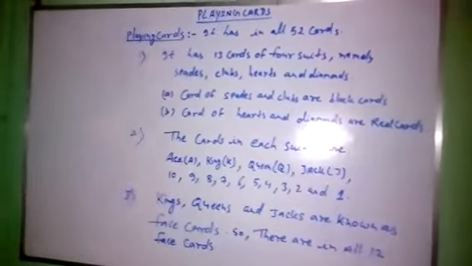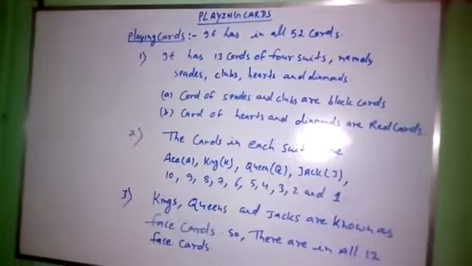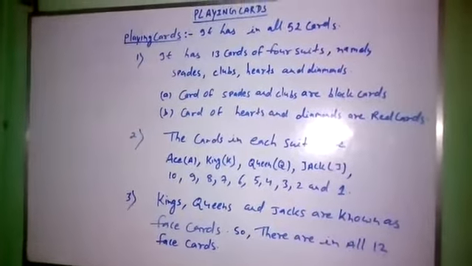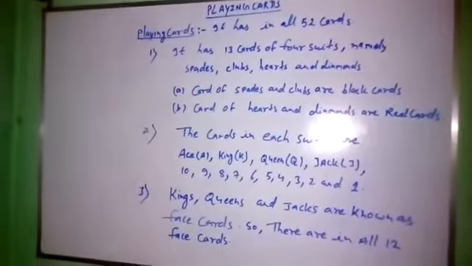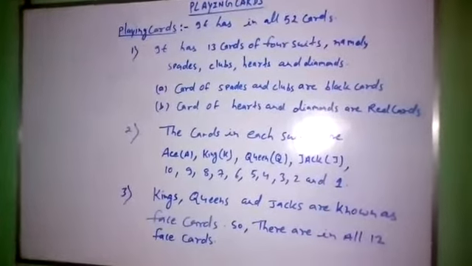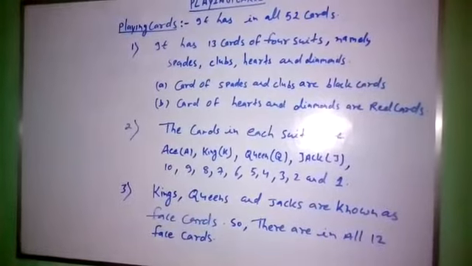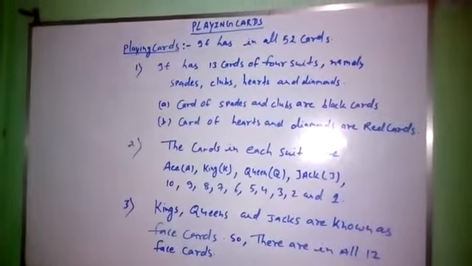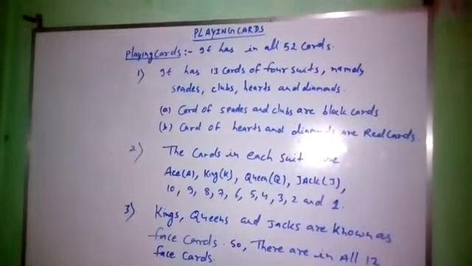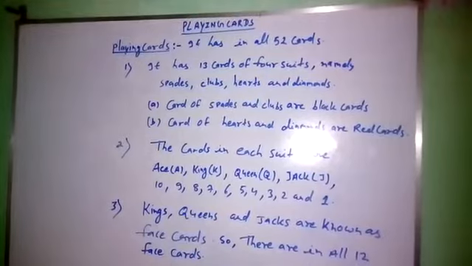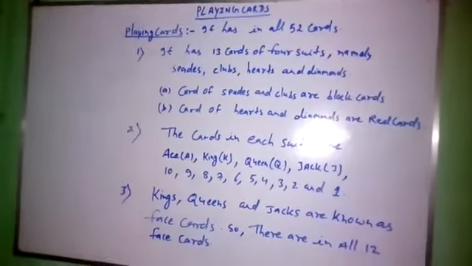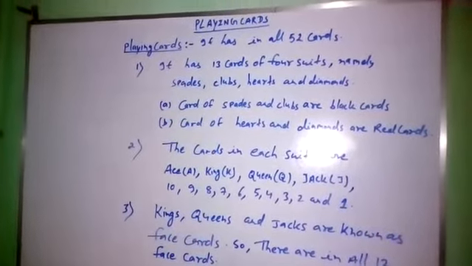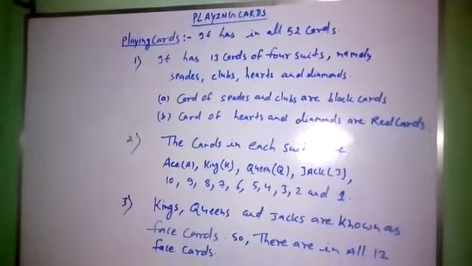That means the 52 cards are distributed in 4 suits: spades, clubs, hearts and diamonds. The cards of spades and clubs are black cards. The cards of hearts and diamonds are red cards. It means the deck contains two types of cards, red and black.